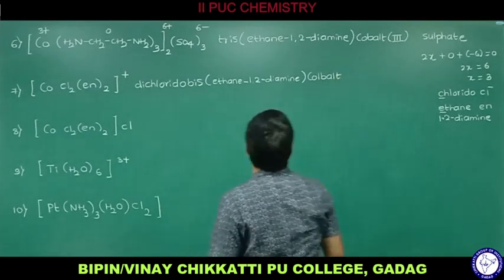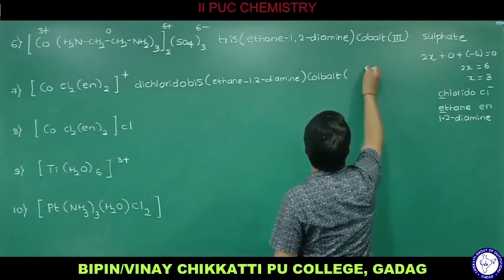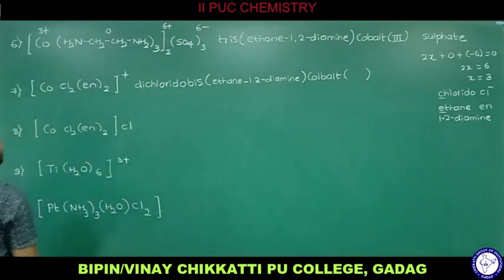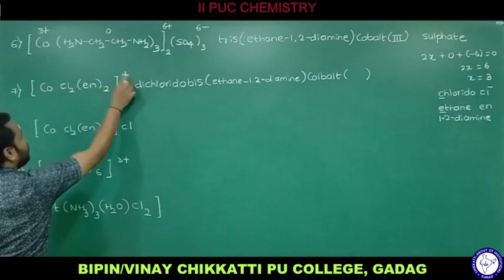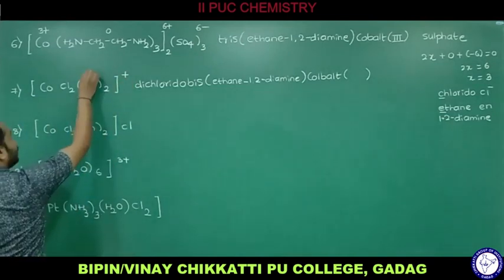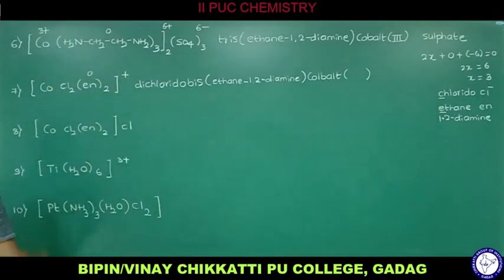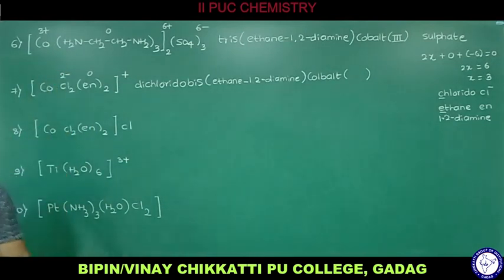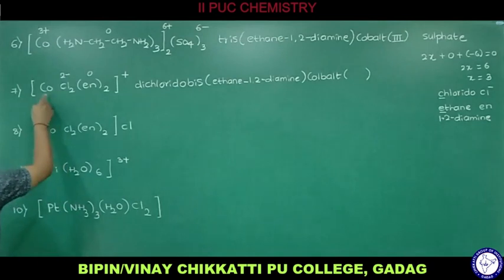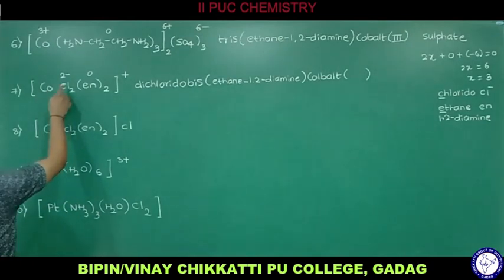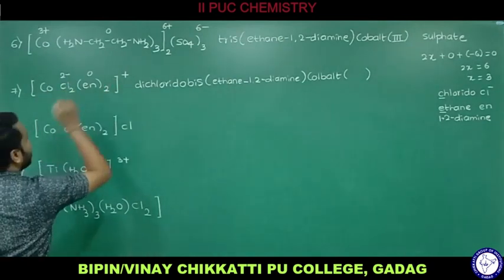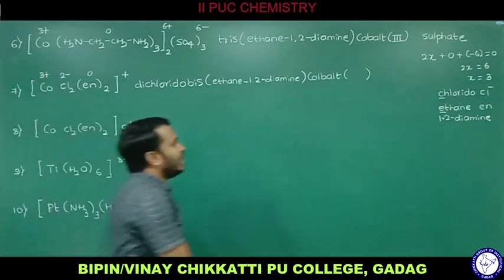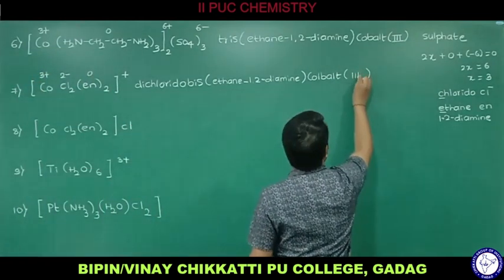Cobalt, and the oxidation state we have to write in brackets. The total charge will be +1. Ethane 1,2-diamine is 0, a neutral ligand. Cl has charge 1 minus, so two of them give 2 minus. Now what would be the charge of Co? If you add it with the 2 minus to get plus 1, the charge will be 3 plus. So here I am supposed to write the oxidation state as 3.